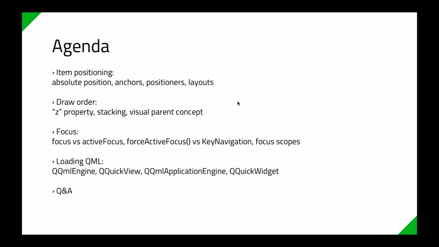What we are going to talk about today is different item positioning methods, such as absolute position, anchors, positioners, and layouts, and when it makes sense to use each of them. Then, how exactly the item's Z property works, why stacking order is important, and what the visual parent concept in QML is. Later, I'll explain the difference between focus and active focus properties, and how you can effectively manage focus in your Qt Quick application using focus scope and key navigation items.